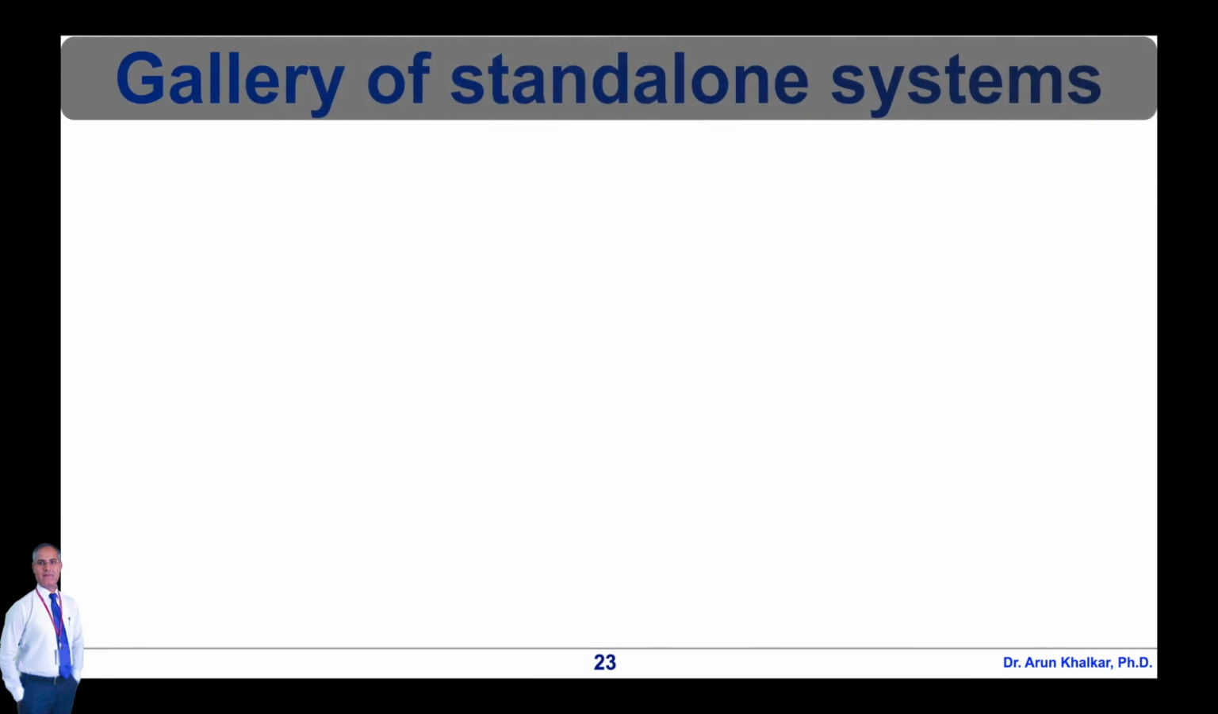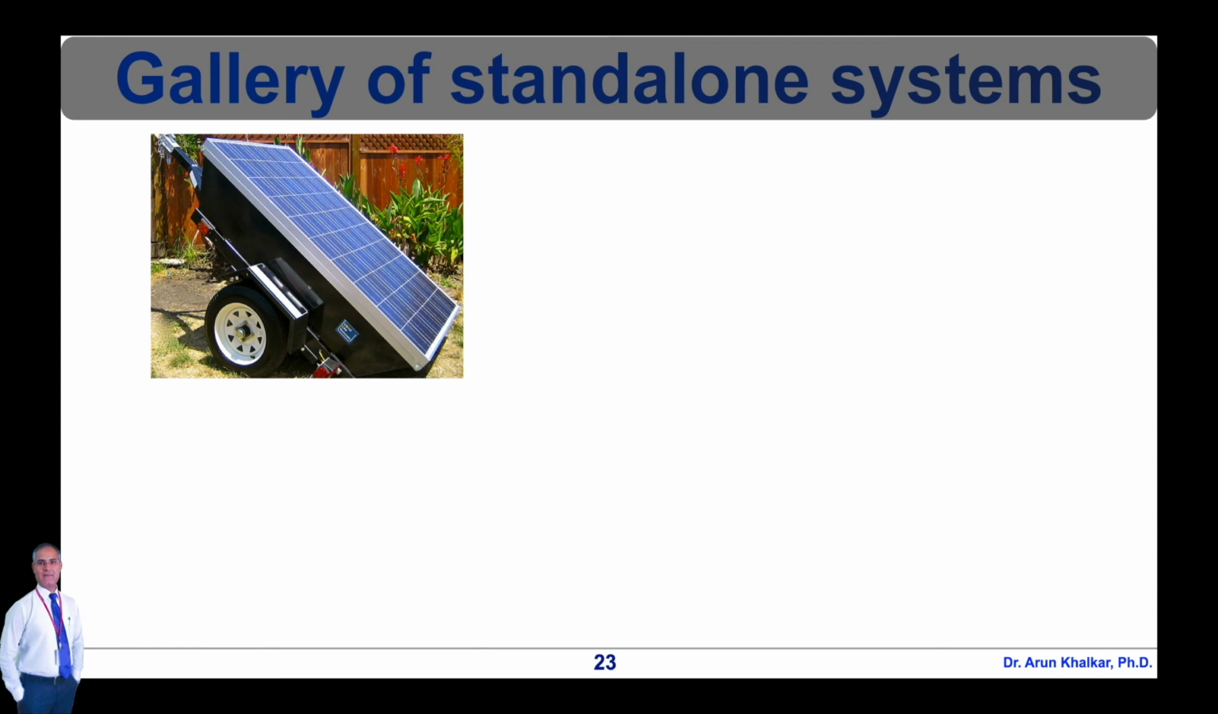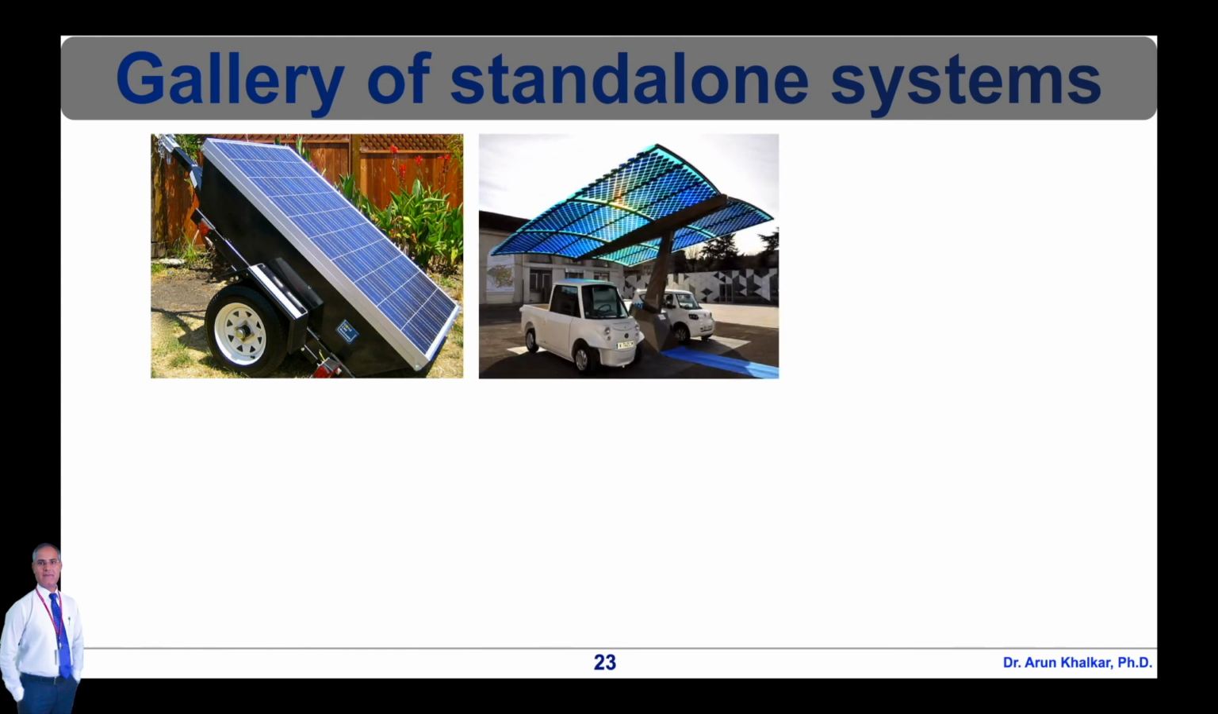Now let's see the gallery of standalone systems. First of all, the mobile solar trolley, a generator to power your appliances. Take it anywhere, anytime, no installation needed, 100% solar powered. Next is a solar canopy, which provides shade for vehicle parking.